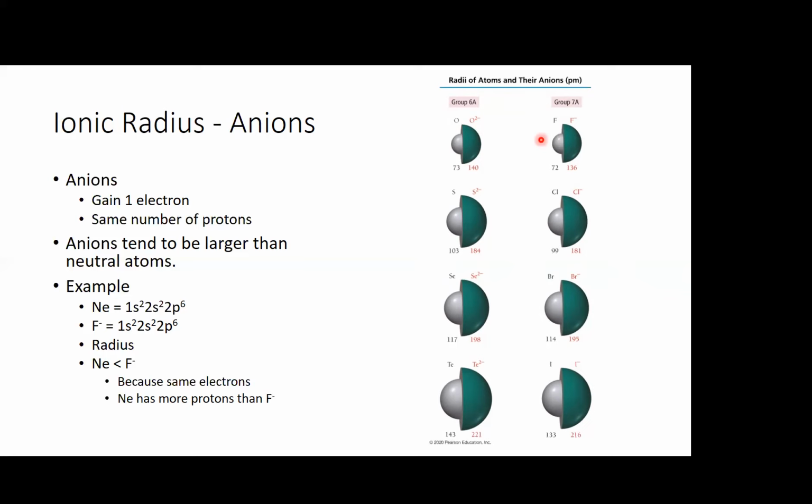Fluorine, again going across the periodic table, gets just a touch smaller. When it gains an electron, it gets bigger than its neutral atom, but it is smaller than the oxygen 2- anion. So anions tend to be larger than neutral atoms. And the same example, if I've got neon and fluoride, which have the same electron configurations, fluoride's going to end up being bigger than neon because they both have 10 electrons, but fluorine has fewer protons than neon does. So same number of electrons, neon has more protons than fluoride, which means that it's pulling the electrons a little closer in. Fluoride, I should say, has fewer protons than neon does.